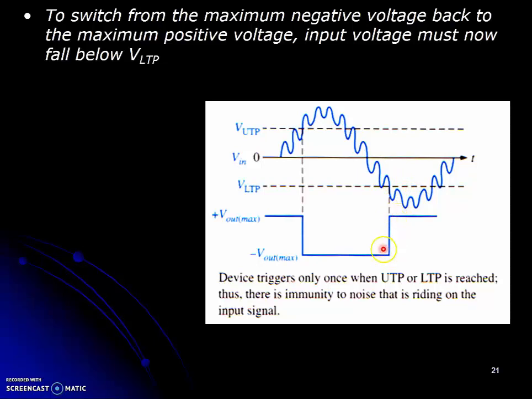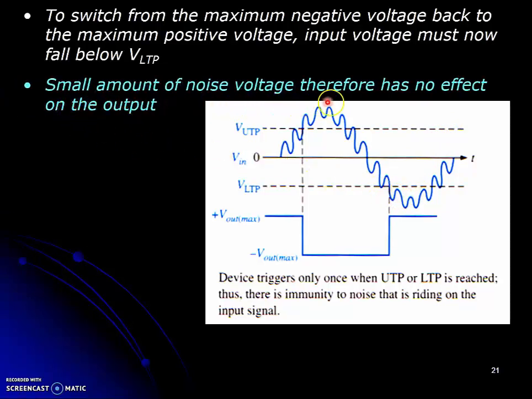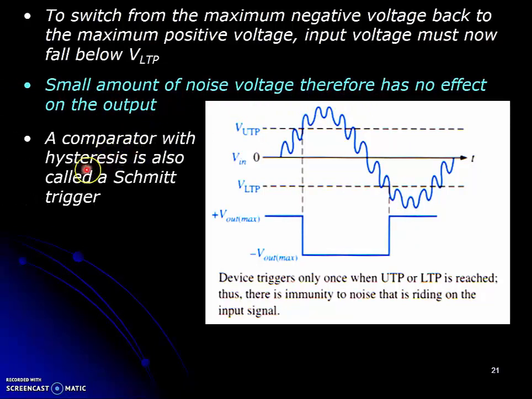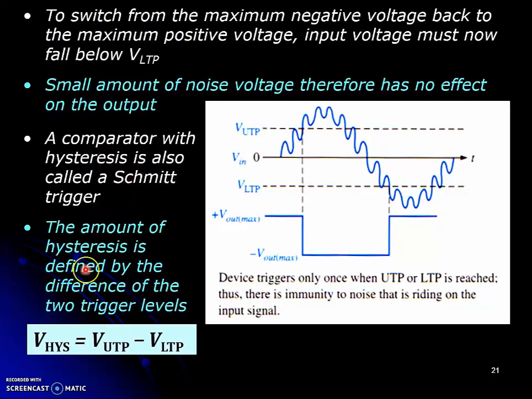And again, when the output switches from low to high, the triggering point also switches from the lower triggering point to the upper triggering point. And this change in the triggering point will prevent the input signal from crossing over it unnecessarily. So, a small amount of noise has no effect on the output. And a comparator with this hysteresis feature is called a Schmitt trigger. The amount of hysteresis is defined to be the upper triggering point minus the lower triggering point.